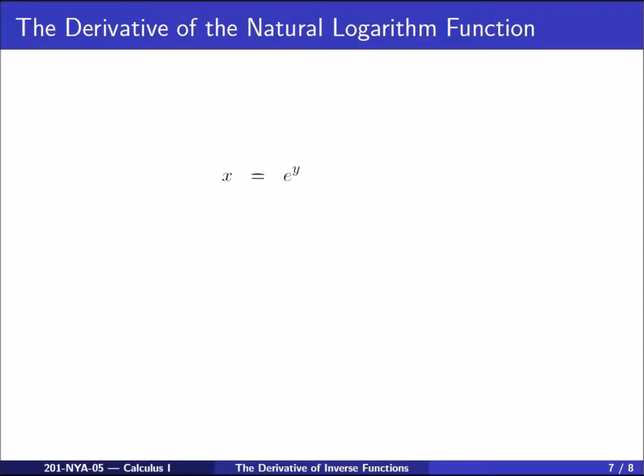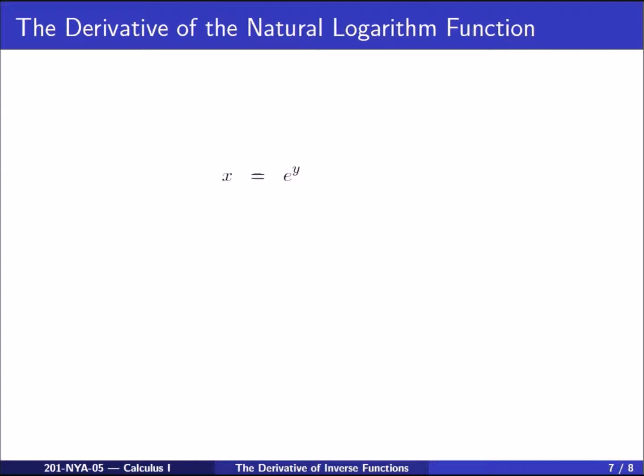Now, if we want to compute the derivative of the natural logarithm function, which is the inverse of the exponential function, then we take the equation for the exponential function, which is y equals e to the x, and we switch x and y in order to get an equation for the natural logarithm function. So we get x equals e to the y.